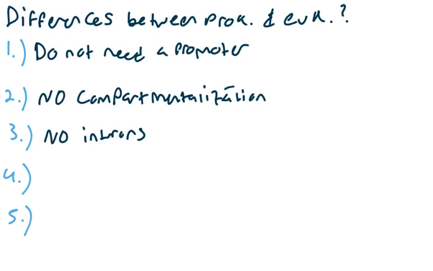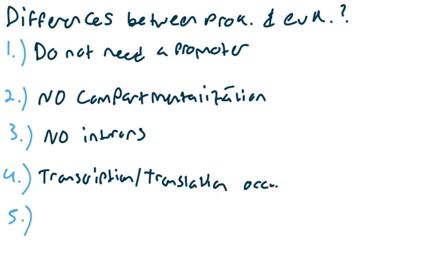The fourth difference, which we already touched on, is that transcription and translation occur simultaneously. Okay, again, prokaryotes do not have a nucleus, so the ribosomes can essentially accept the mRNA as soon as the RNA polymerase is done pumping it out, or as it's pumping it out.